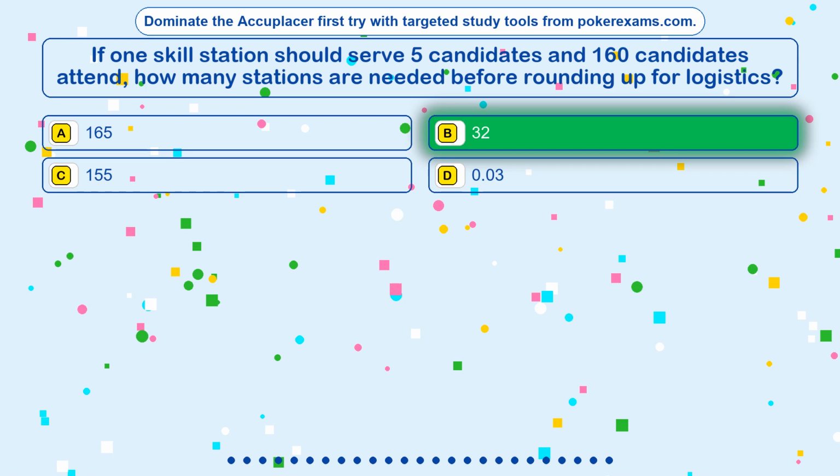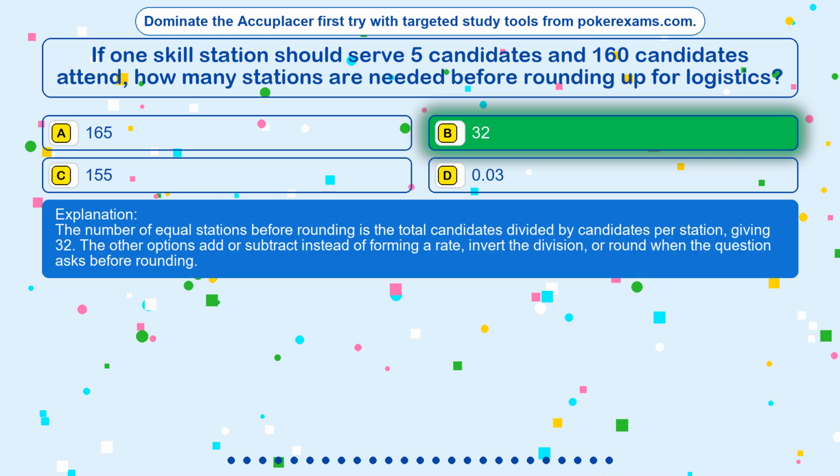The correct answer is option B, 32. The number of equal stations before rounding is the total candidates divided by candidates per station, giving 32. The other options add or subtract instead of forming a rate, invert the division, or round when the question asks before rounding.